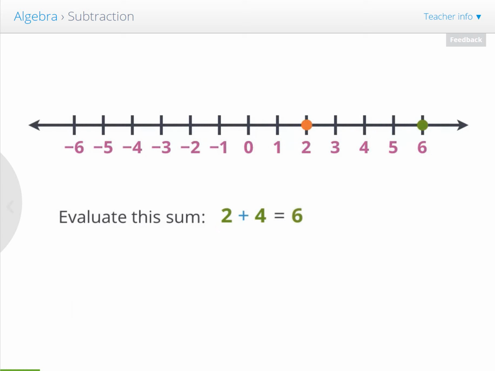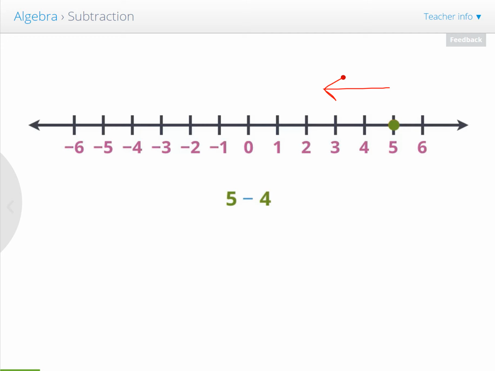Now let's talk about subtraction. Say we're starting at 5, which is over here on the number line, and let's say you want to subtract 4. This minus sign here is the symbol for subtracting numbers. When you subtract a positive number, like 4, that means you're moving left on the number line. So 5 minus 4 means we can start at 5 and then move 1, 2, 3, 4 to the left. And now we're at 1. So 5 minus 4 equals 1.